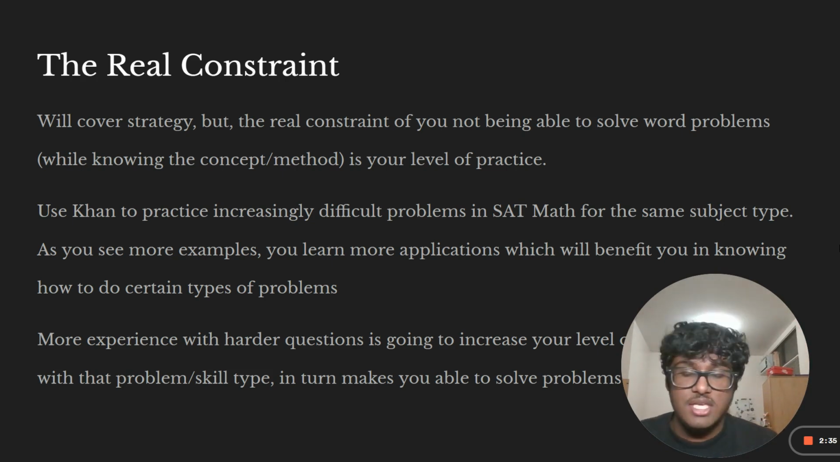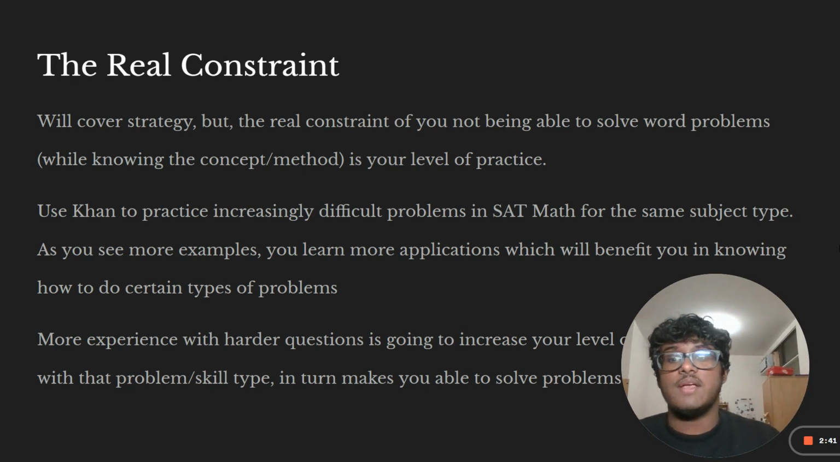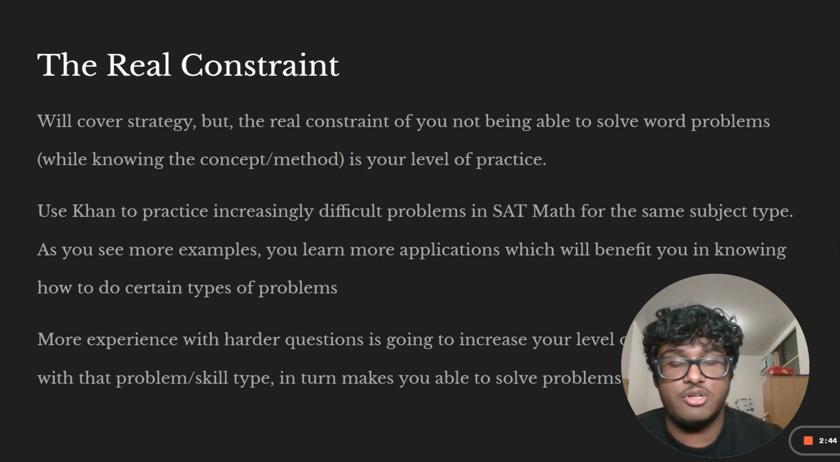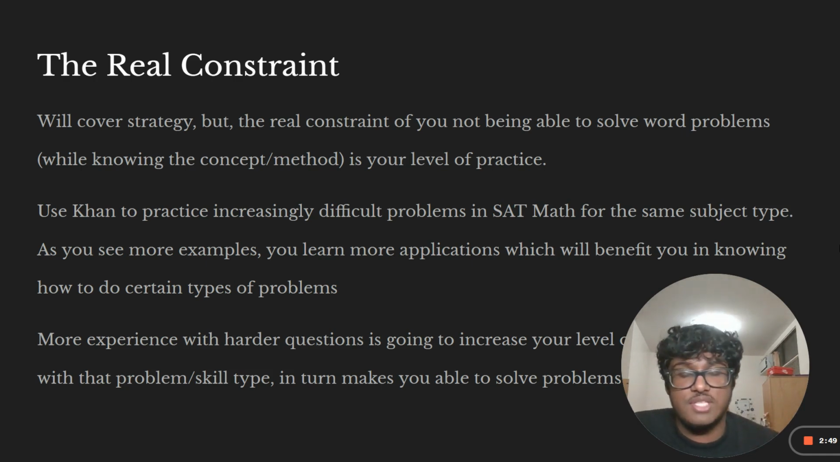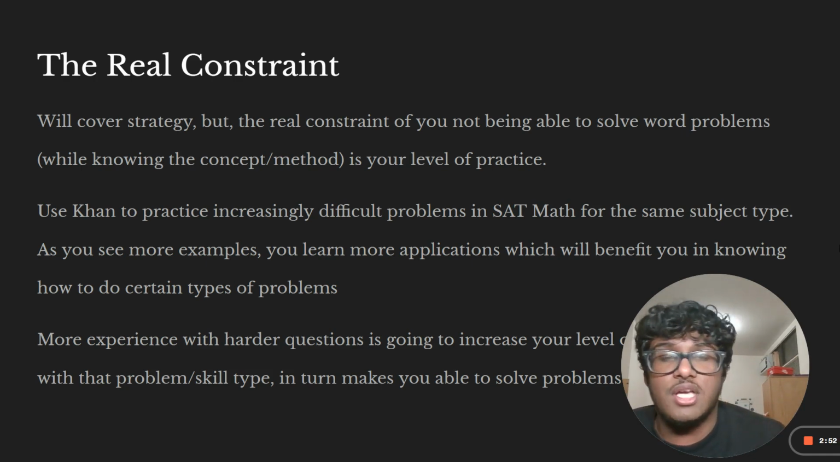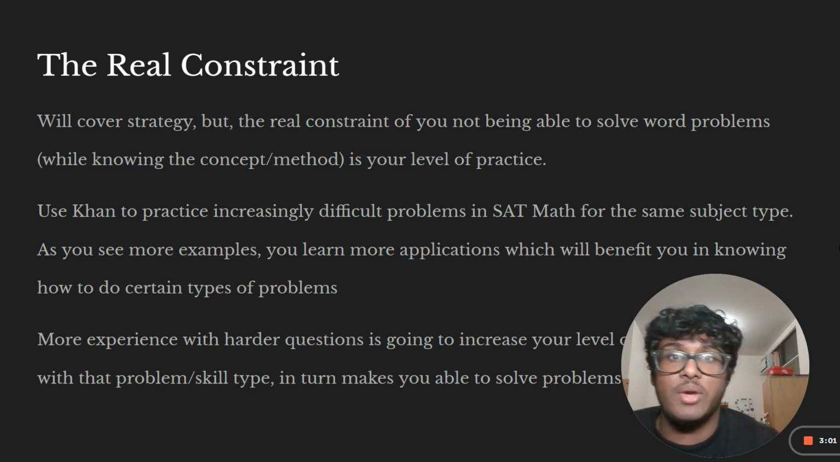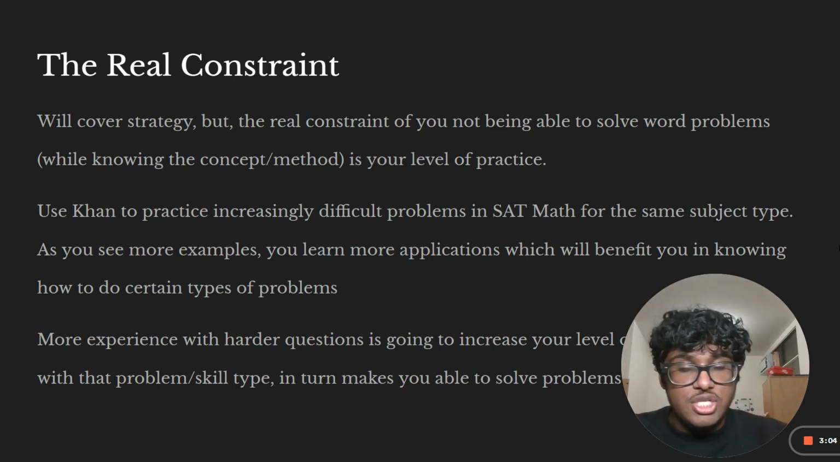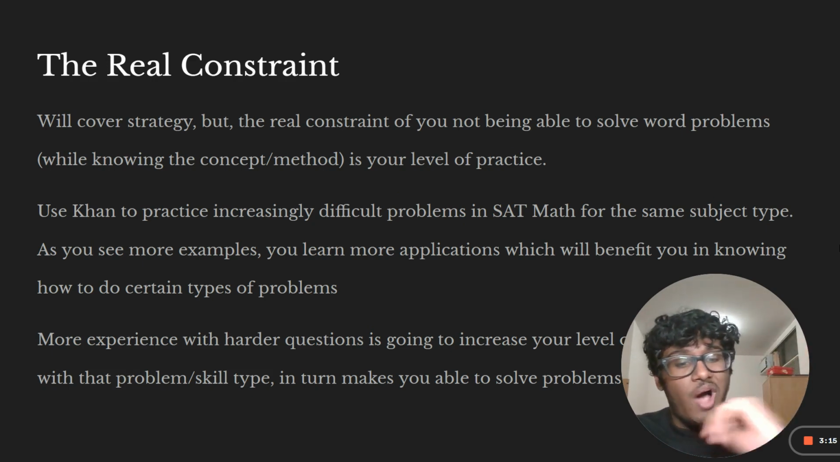But the idea is that you use that to practice getting increasingly difficult problems for the same subject type, right? And as you see more examples that become harder and harder to solve, you're just going to learn more applications of the same skill that you learned. So if it's finding the solutions to roots, you're going to realize, oh, I can predict the path of a ball that I throw up in the air and it comes back down in the same arc. I can predict where it is and where it's going to be just by knowing certain values, right? You're going to learn more applications of quadratics, just from knowing how to solve it and by getting those different and more difficult examples from Khan Academy. So I highly recommend you do that.